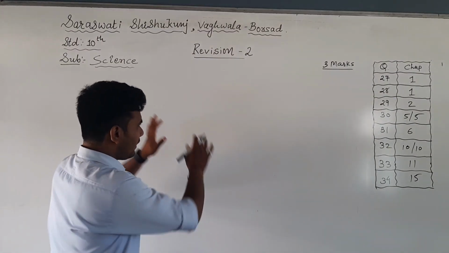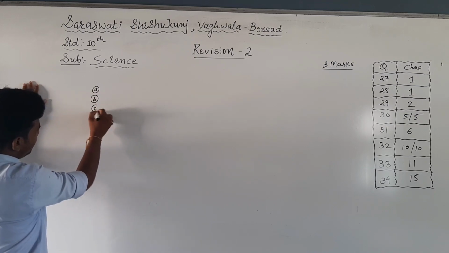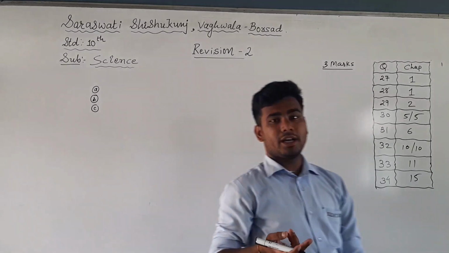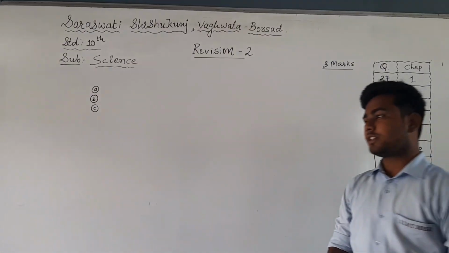So if the question is divided into A, B and C, it can be simply completing the chemical equation or balancing the chemical equation. Such type of journey we have done in 2 marks questions.